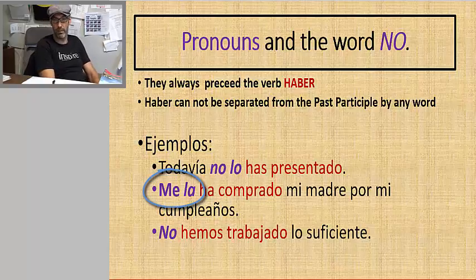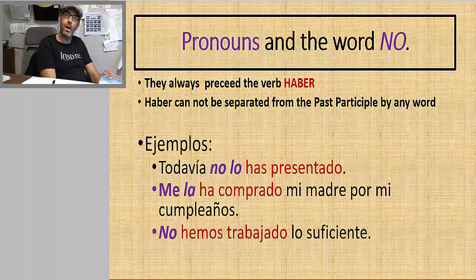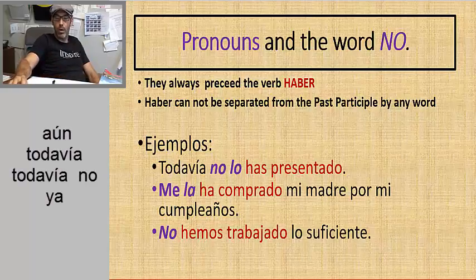And for the last one, we have the negative word no. No hemos trabajado lo suficiente. Other words that you could use with Preterito perfecto would be aún, still, or todavía, which also means still, which will indicate the use of Preterito perfecto. The I have yet to do something, or I still haven't done something. And the other word that we might use with Preterito is ya, already. Ya lo he completado, I have already done it.